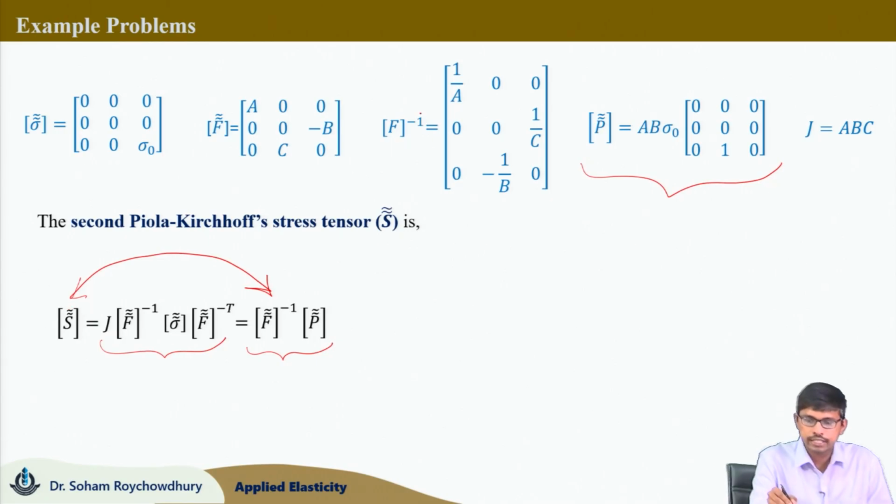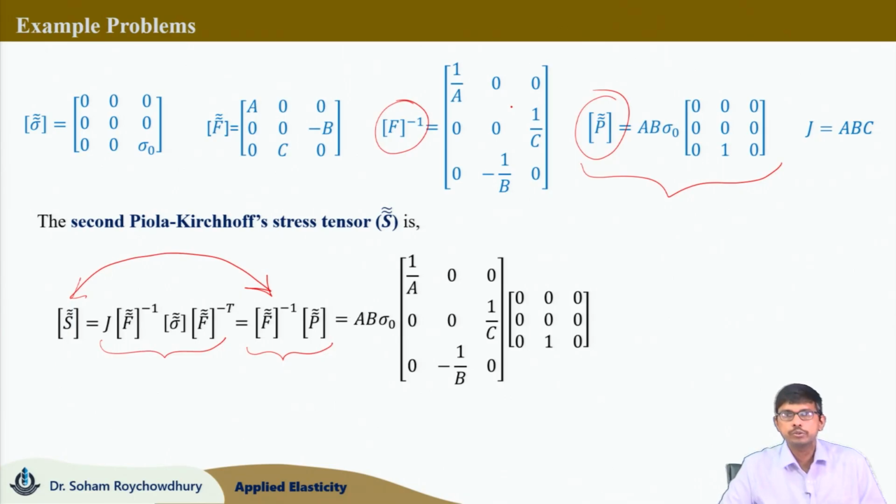So, F inverse is already known, and P we had already calculated. Writing those two here, F inverse times P would be A B sigma naught multiplied with 1 by A 0 0, 0 0 1 by C, 0 minus 1 by B 0, and P is all zeros except the location 3 2, which is equal to unity. Now, multiplying these two, we get the second Piola-Kirchhoff stress tensor S to be A B sigma naught by C times 0 0 0, 0 1 0, 0 0 0.